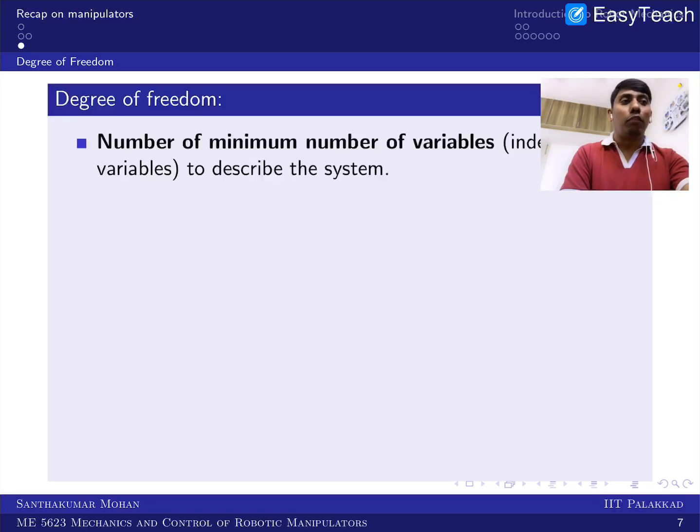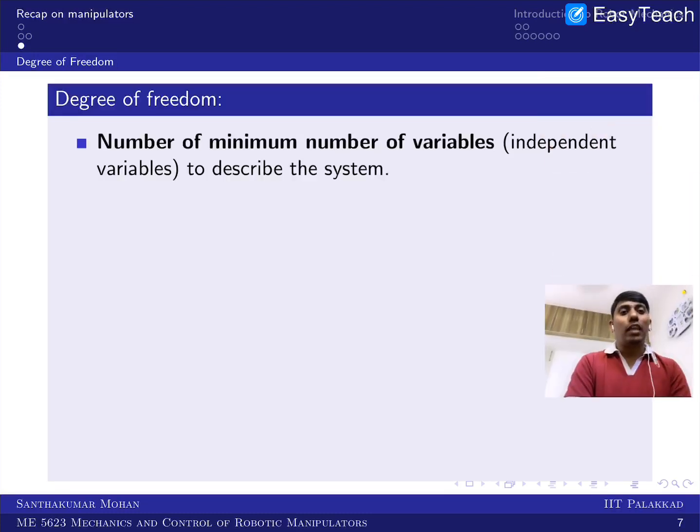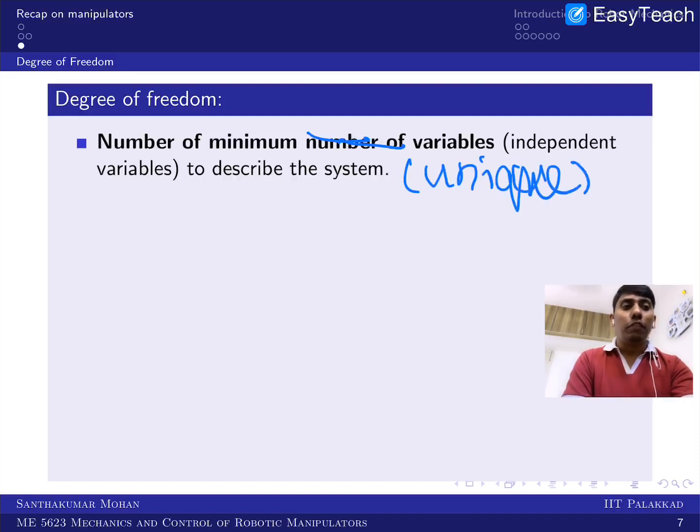We will move a little forward. What we saw in the last class was degree of freedom. That is nothing but the number of minimum variables to describe the system in a unique sense. So the unique way to describe the system is what we call degree of freedom.